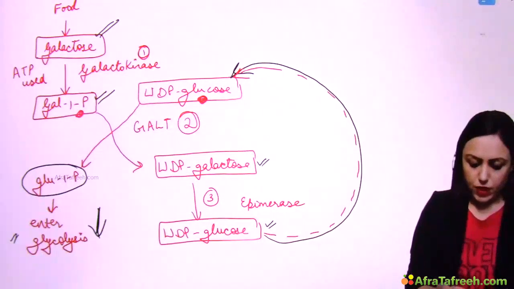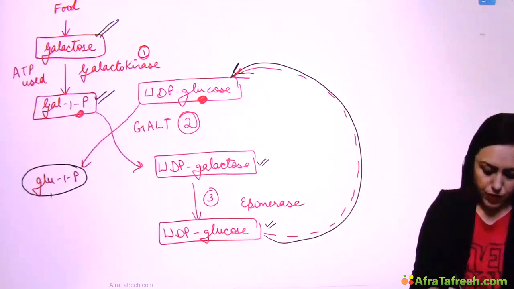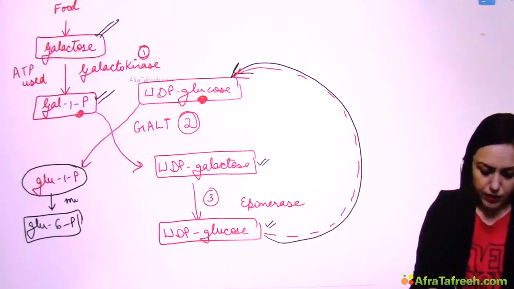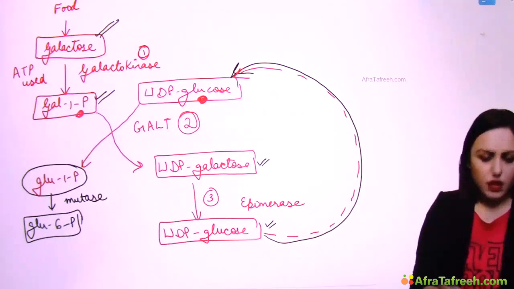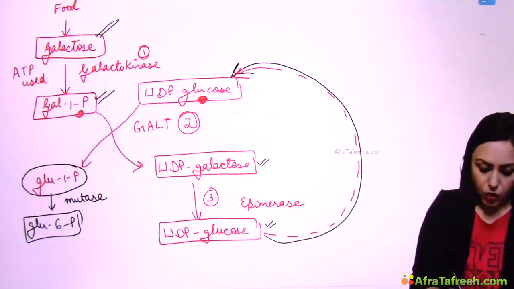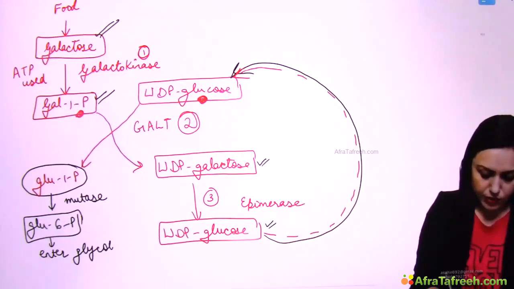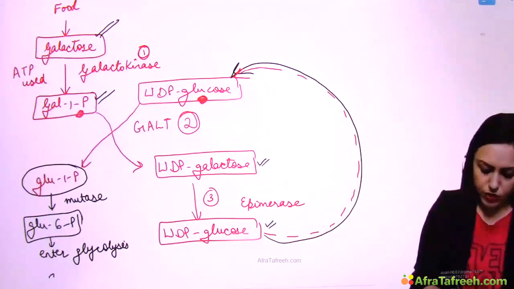Now, when glucose 1-phosphate enters glycolysis, how will it enter? Glucose 1-phosphate will be converted to glucose 6-phosphate, right? And here the enzyme will be mutase. Now, there is no energy used or produced at mutase or isomerase, right? Now, glucose 6-phosphate will enter glycolysis. Instead of glucose, glucose 6-phosphate is directly entering glycolysis.